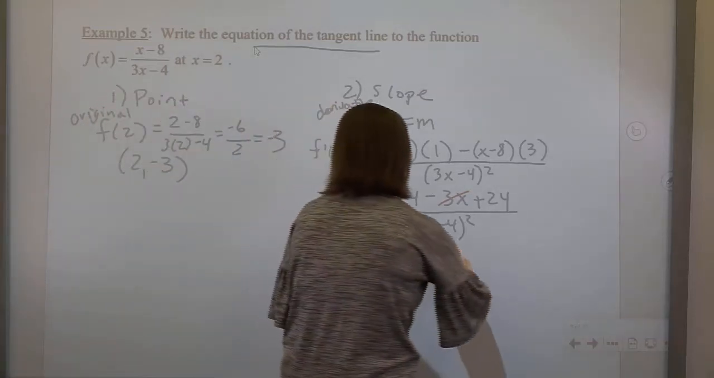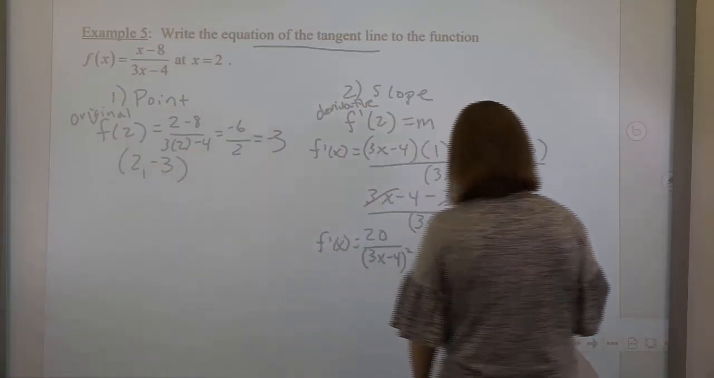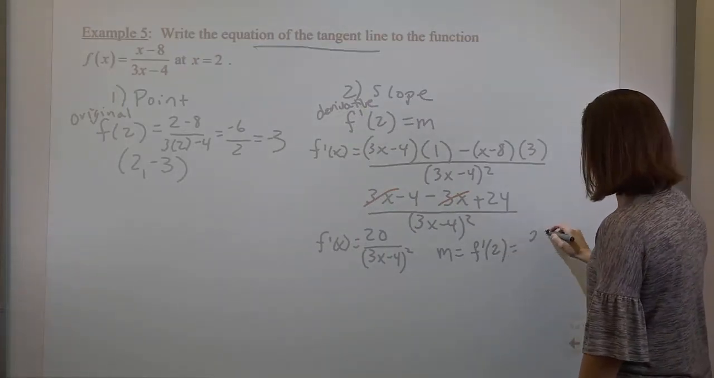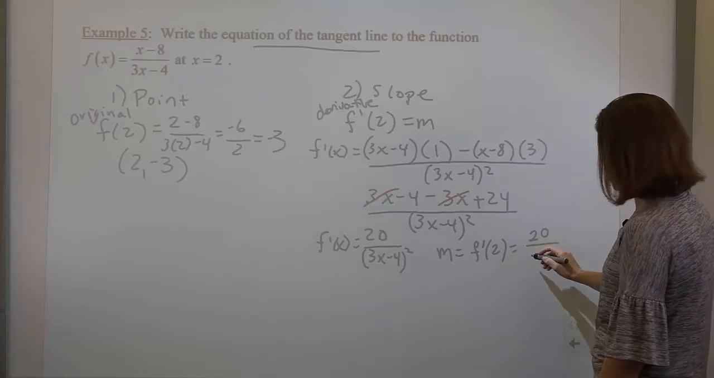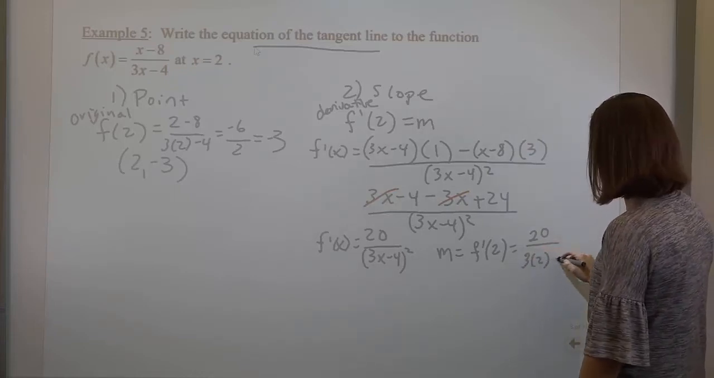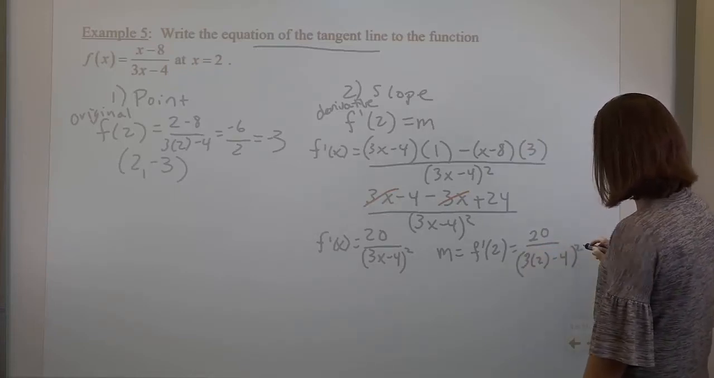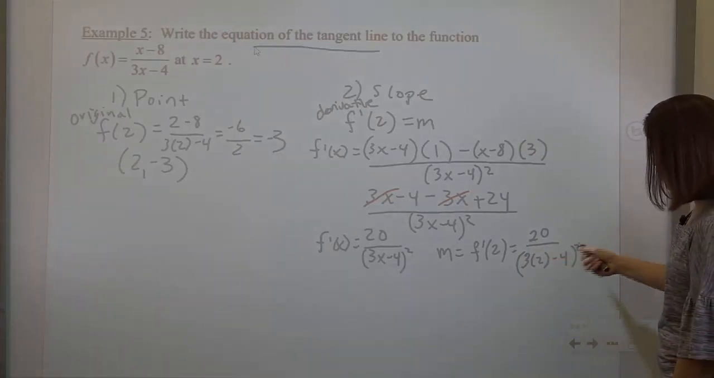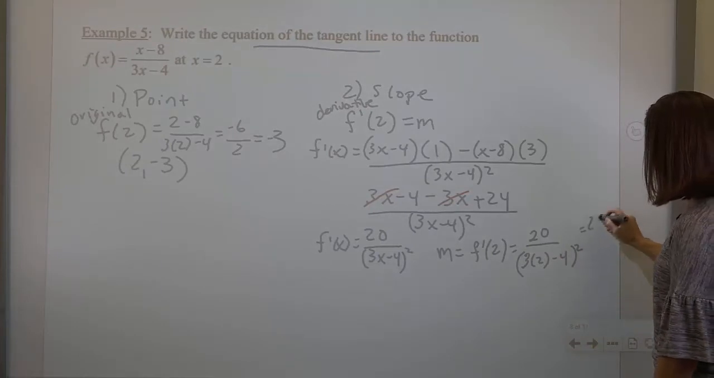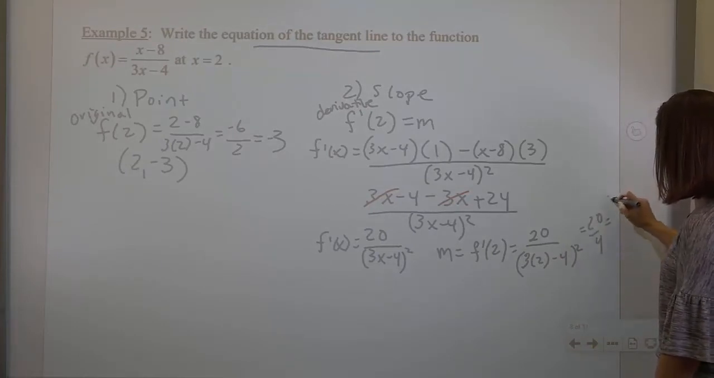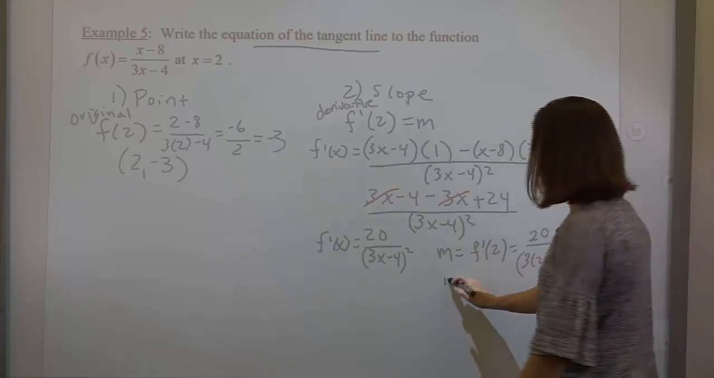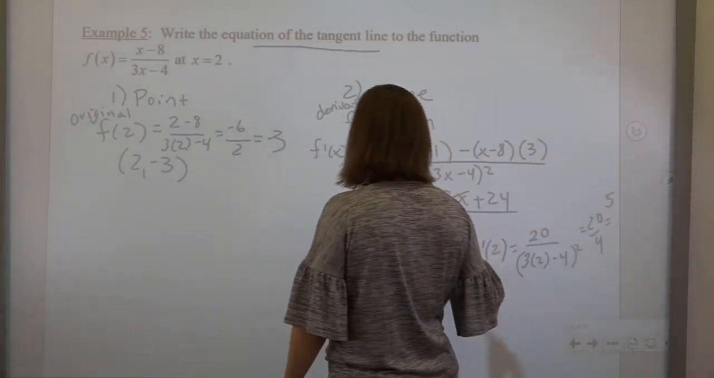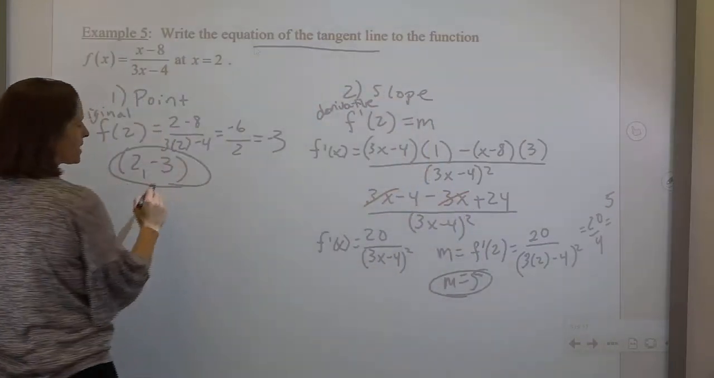So our slope is f prime of 2, which is 20 over (3 times 2 minus 4) squared. So that's 6 minus 4 is 2 squared. So we end up with 20 over 4, which is just 5. So we have a slope of 5 and a point here of (2, -3).